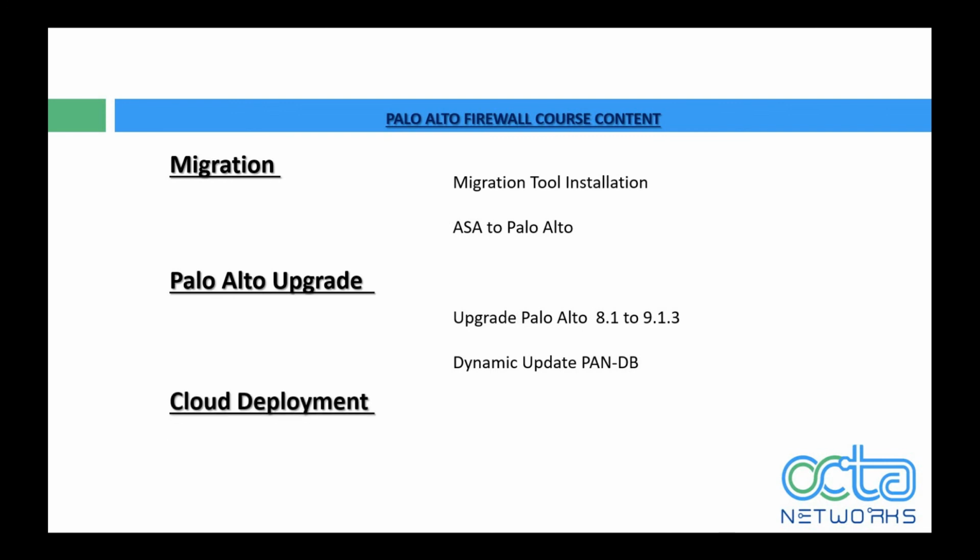The last one is Palo Alto cloud deployment. In this, we will show you two deployments. First is the Palo Alto firewall deployment on the Google Cloud platform, and after that we are going to see Palo Alto deployment on Azure. So these are the topics, guys, which we are going to cover in this training, and these last three topics are very important from the production point of view.